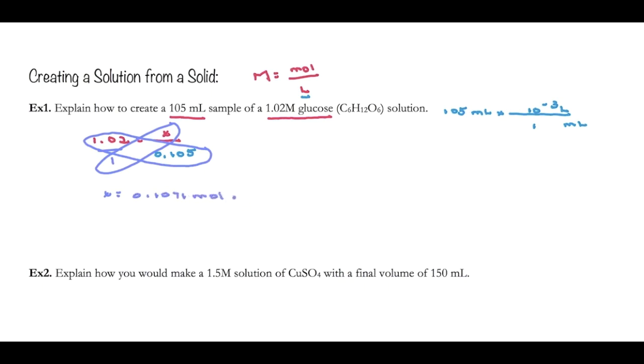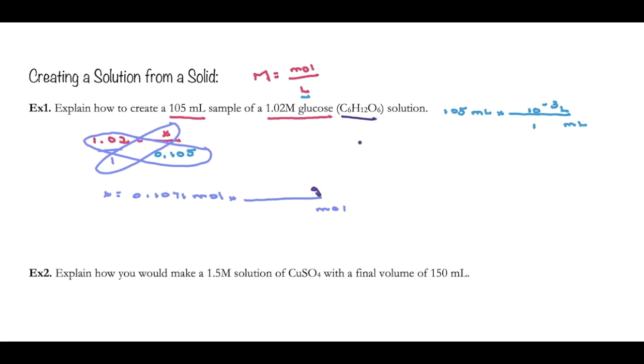However, I can't measure moles in the lab, so I need to convert this into grams. So I'm going to put moles on bottom, and I'm going to put grams up top. Okay, going from moles to grams, I need to use my molar mass. So I need to determine the molar mass of C6H12O6.